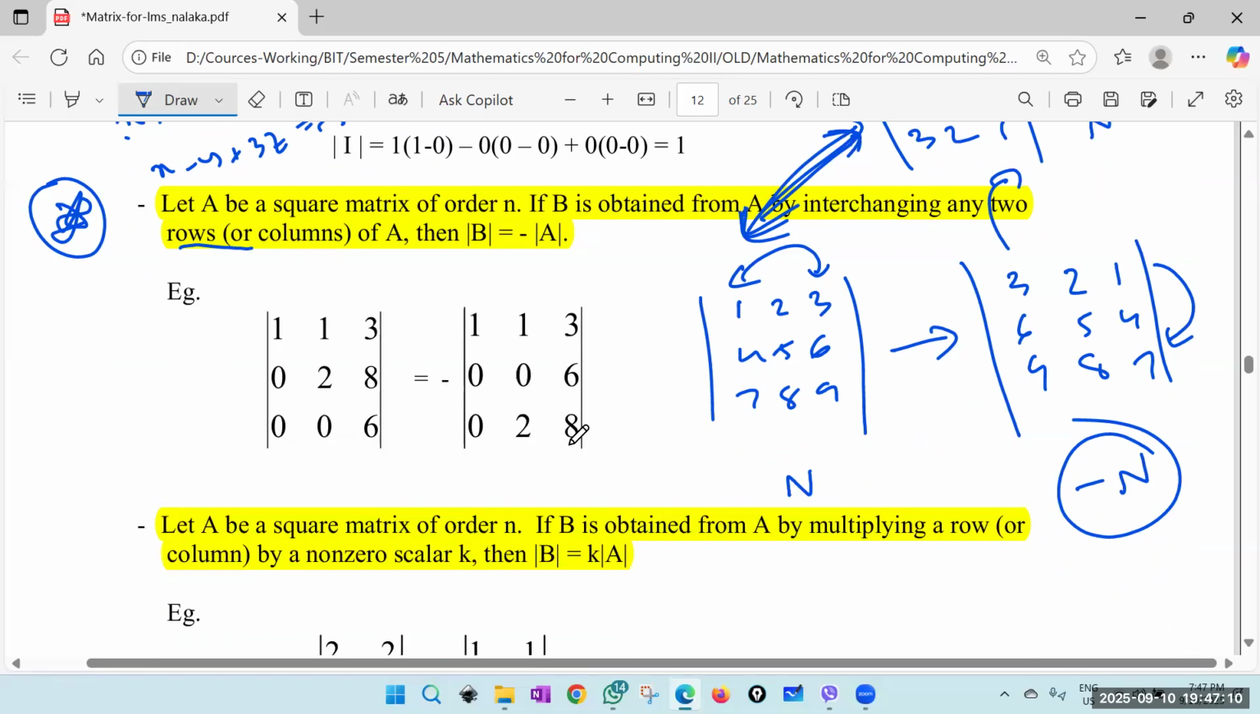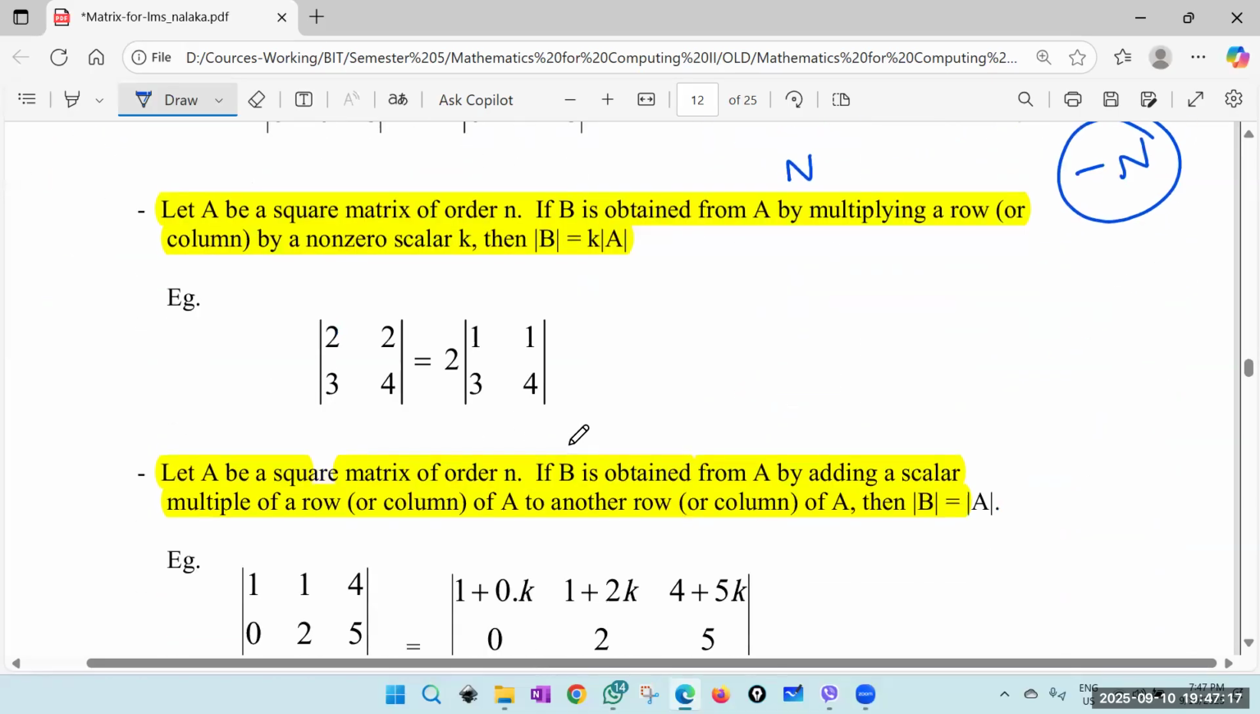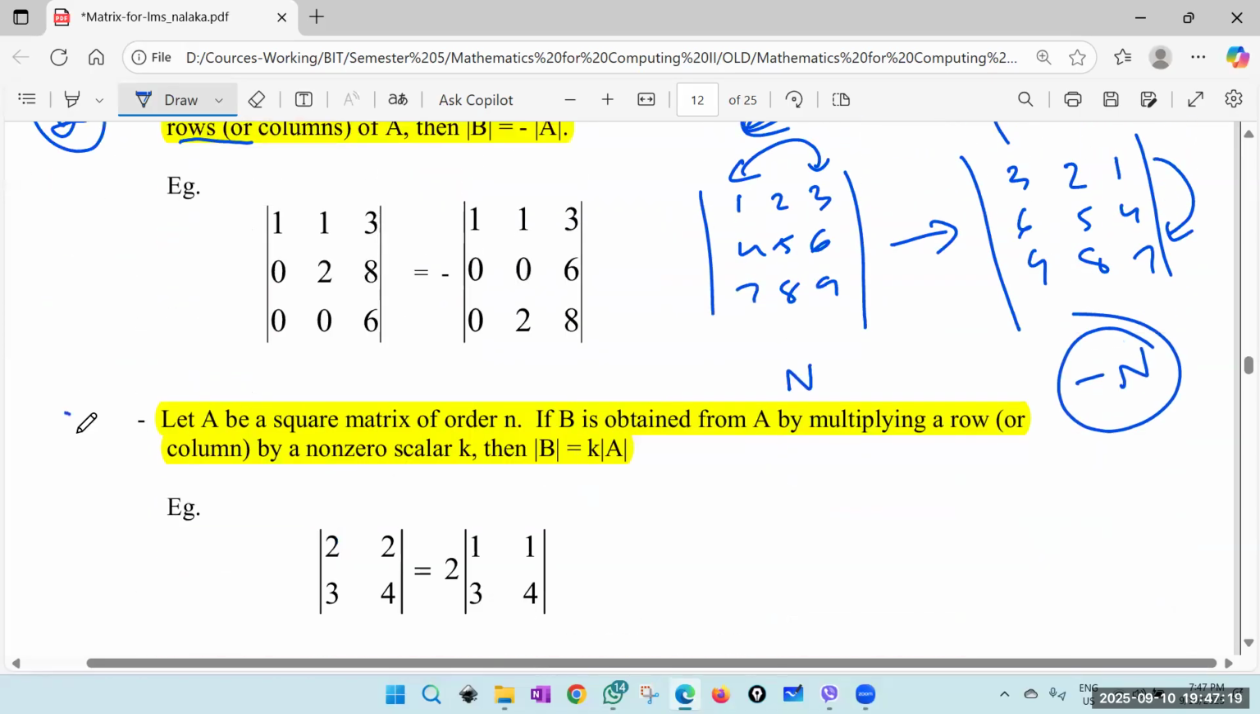When you interchange two rows or two columns, its determinant is the negative of the original determinant. Next property. Let A be a square matrix of order n. Obviously, otherwise there's no determinant.